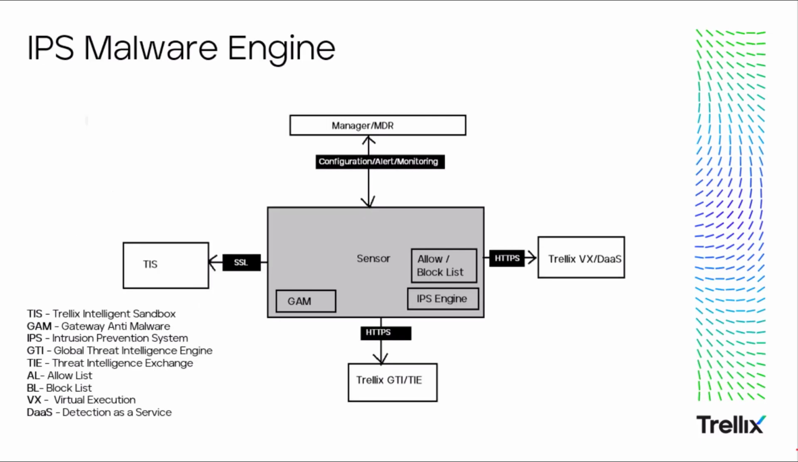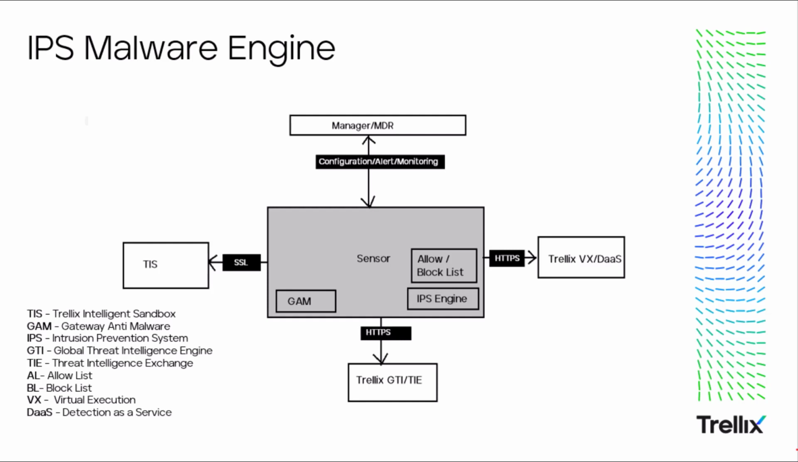IPS malware engine. Categorizing the engines, we have internal and external. Internal engines are running on the sensor, for example ALBL, GAM, and IPS. External engines are running outside the sensor, for example TIS. If we further categorize, they can be classified as hash-based and file-based engines. Hash-based is ALBL and GTI. File-based is IPS and GAM.